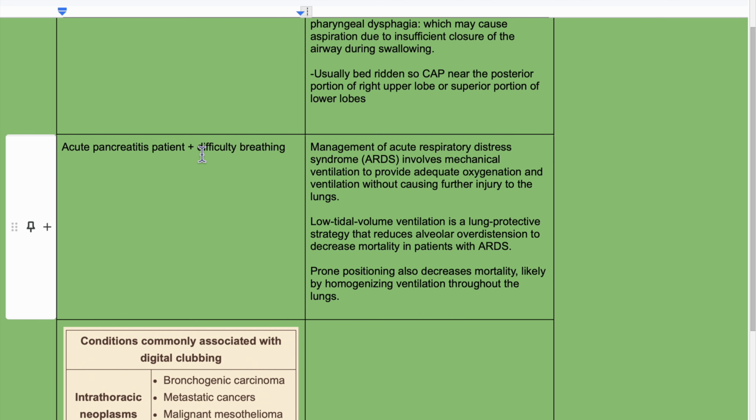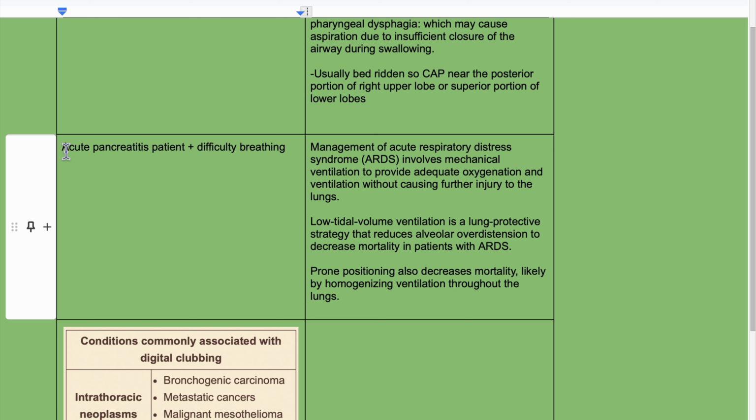Acute pancreatitis patient plus difficulty breathing. Management of acute respiratory distress syndrome (ARDS) involves mechanical ventilation to provide adequate oxygenation and ventilation without causing further injury to lungs. Low tidal volume ventilation is a lung protective strategy that reduces alveolar overdistension to decrease mortality in patients with ARDS. Prone position also decreases mortality, likely by homogenizing ventilation throughout the lungs.